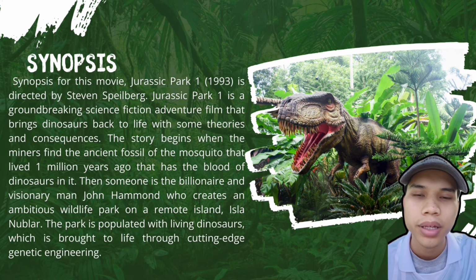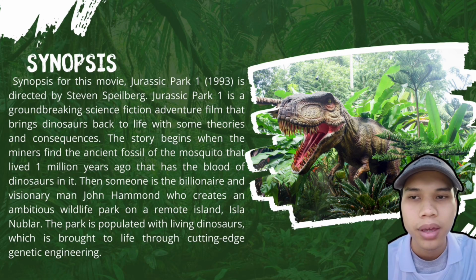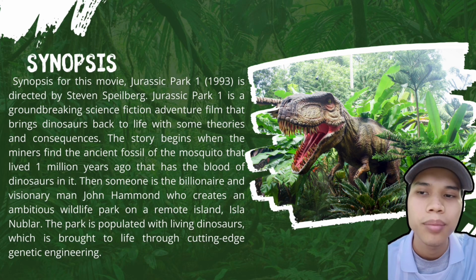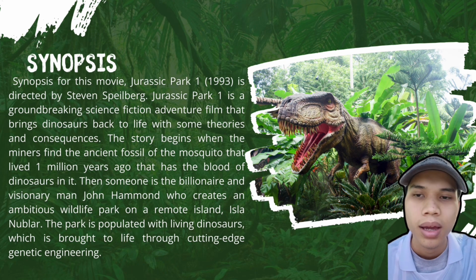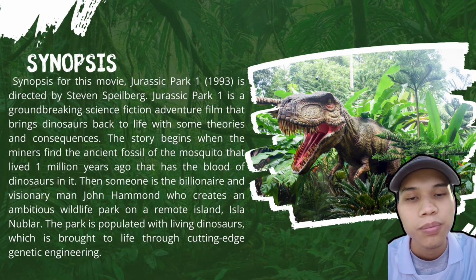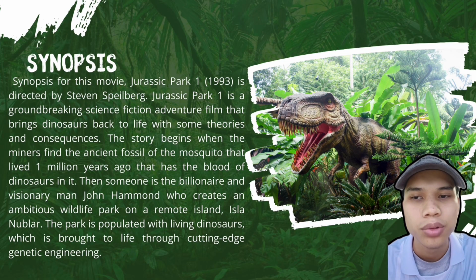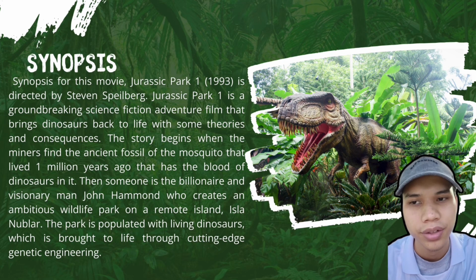Jurassic Park 1 is a groundbreaking science fiction adventure film that brings dinosaurs back to life with some theories and consequences. The story begins when miners find the ancient fossil of a mosquito that lived millions of years ago that has the blood of a dinosaur in it. Then the billionaire and visionary John Hammond creates an ambitious wildlife park on a remote island at Isla Nublar. The park is populated with living dinosaurs brought to life through cutting-edge genetic engineering.